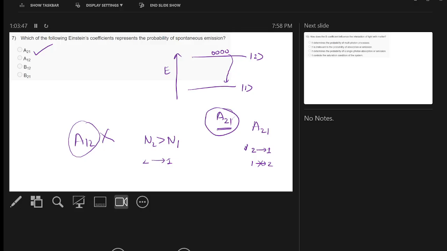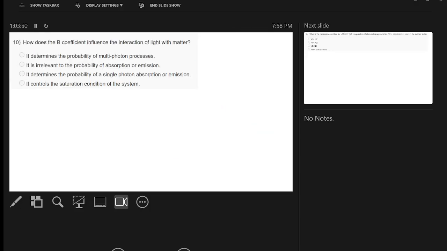Okay. Now coming to the next question, how does the B coefficient influence the interaction of light with matter? First is, it determines the probability of multi-photon process. It is irrelevant to the probability of absorption. This is the correct option. So B represents both absorption and emission, correct? And it represents single photon absorption.